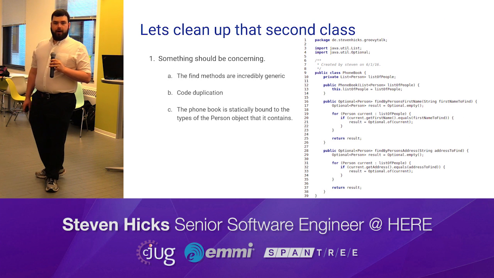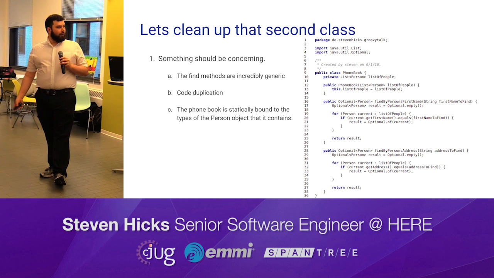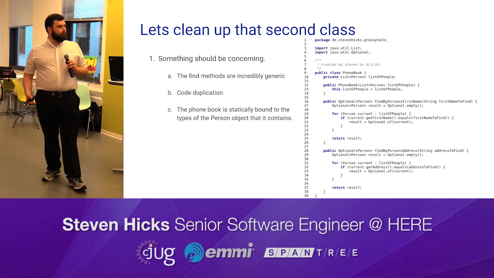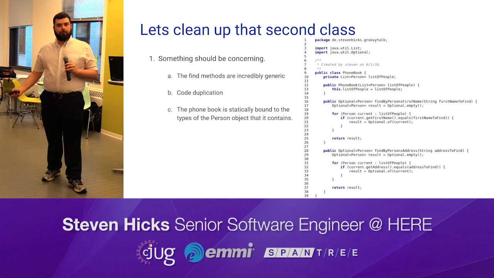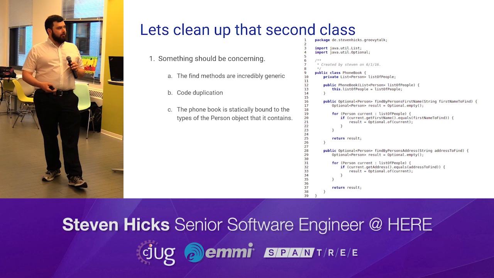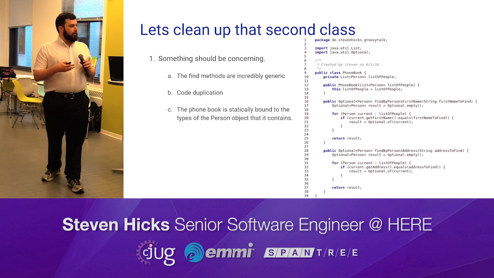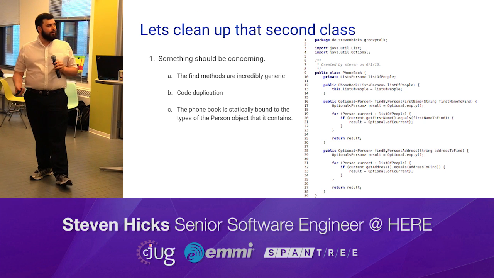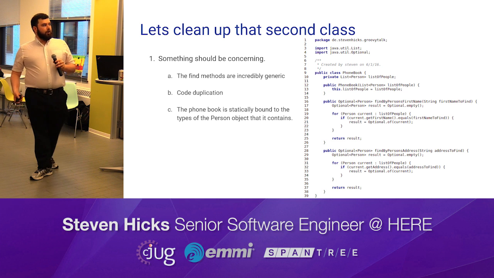Secondly, that other class that we have. For the most part, this class contains 2 unique pieces of code, which are the conditional statements, where you're checking if the first name is equal to what we're searching for, and secondly, if the current address in the list is what we're searching for as far as addresses go. A lot of this code is duplicated.